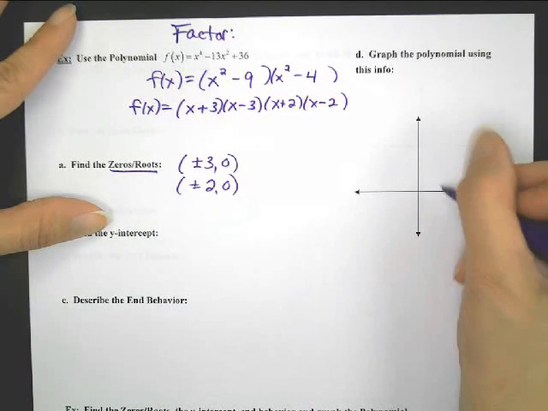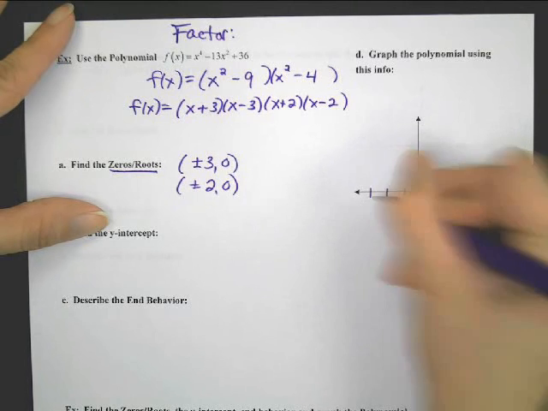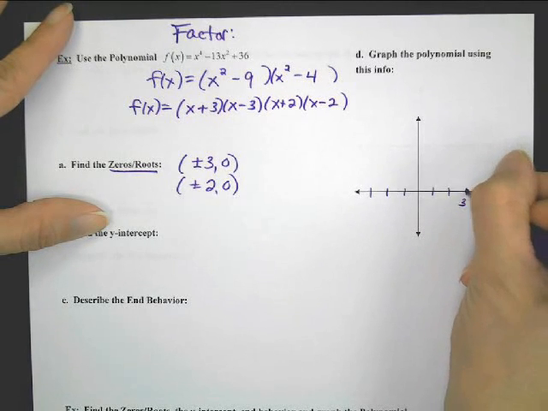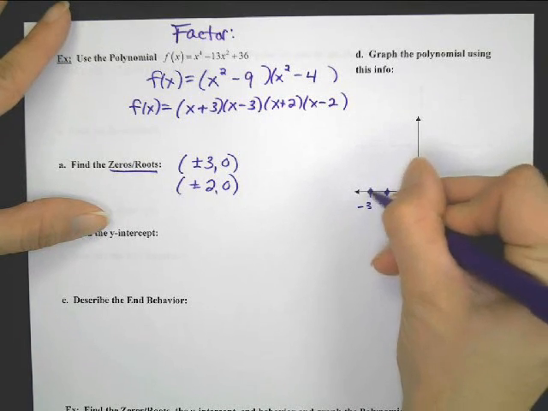Okay, so on a graph, maybe I'll just kind of get this ready. 1, 2, 3. 1, 2, 3. Positive 3, positive 2, negative 2, and negative 3.